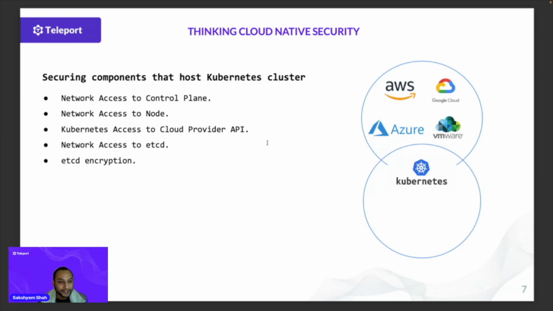Then you have to think about securing network access to etcd, since every Kubernetes data and configuration is stored in etcd. You have to think about security of etcd as well, which also includes encryption of etcd.